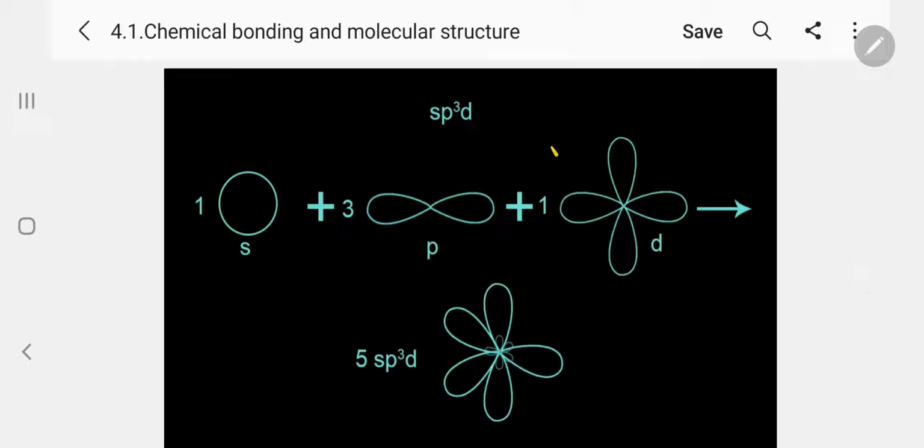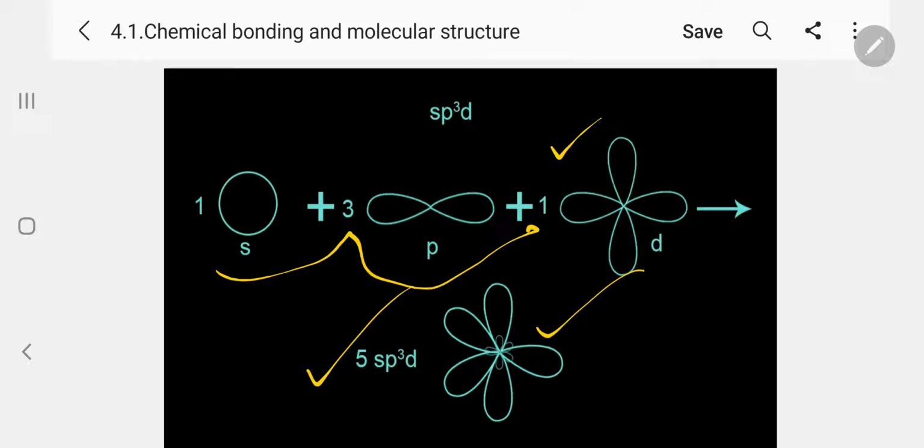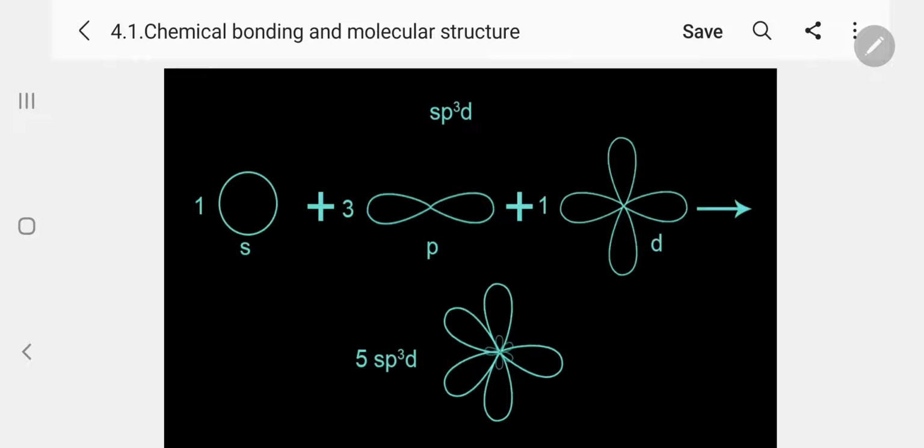sp3d: 1s, 3p plus 1d. This is another one involving the d orbital also. So kindly follow: 1 plus 3 plus 1 is 5, sp3d. So this is the shape. It is called triangular bipyramidal. Kindly follow.